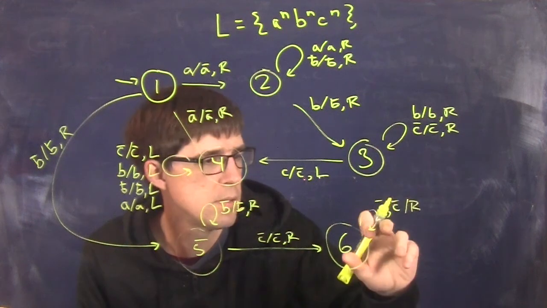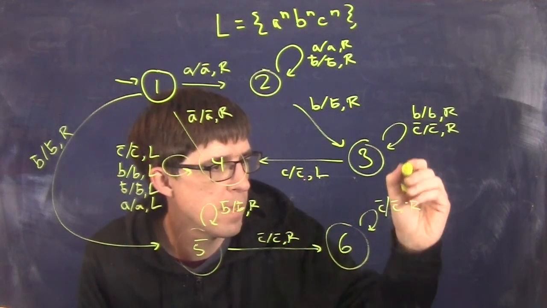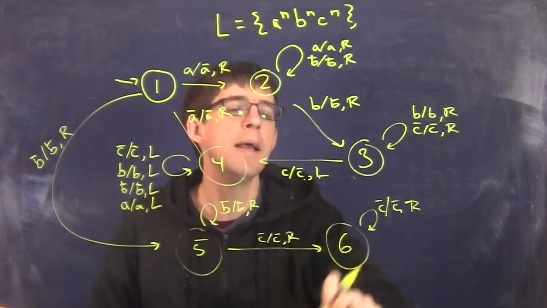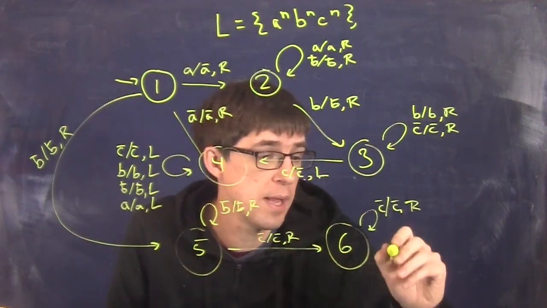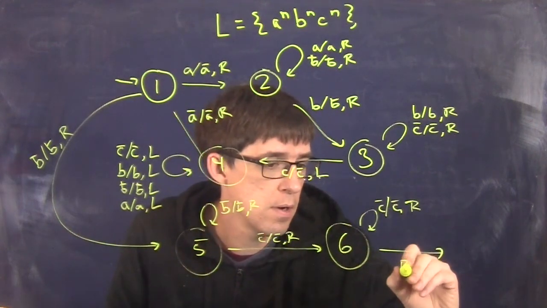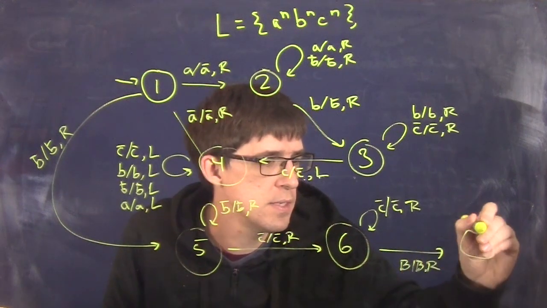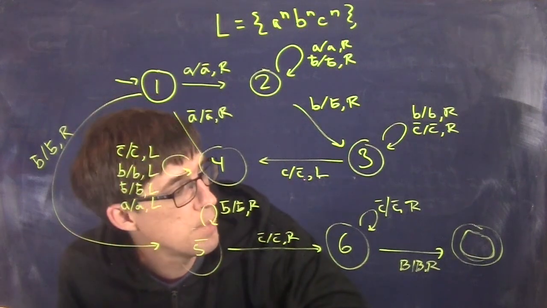C bar, R. Like that, right? C bar slash C bar comma R. And then the signal that you're actually done and everything was marked properly is if you get to a blank from this state. So here I'm going to say B, B, R, and this is our accepting state. And that's the Turing machine diagram.